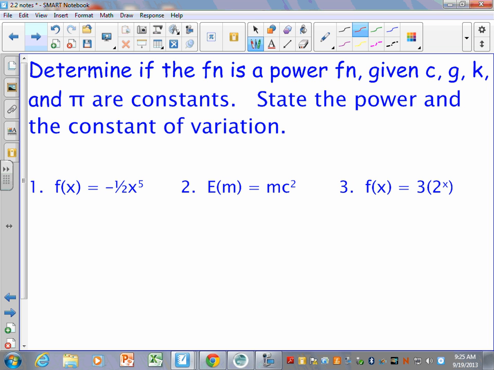This is what your homework says today. Determine if the function is a power function. They tell you in the directions that c, g, k, and pi are all constants. Then they want you to state the power and state the constant of variation. People get very confused by this.